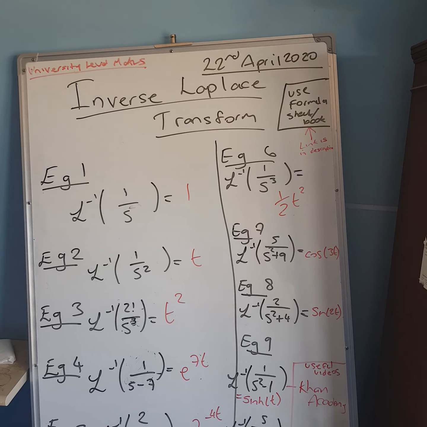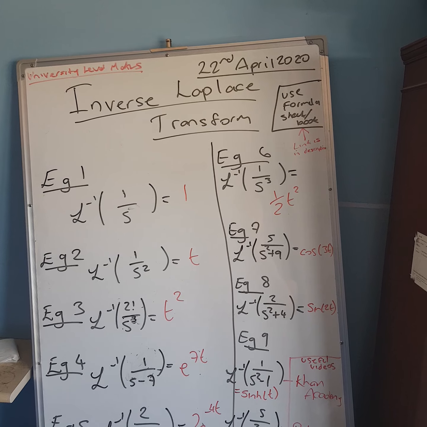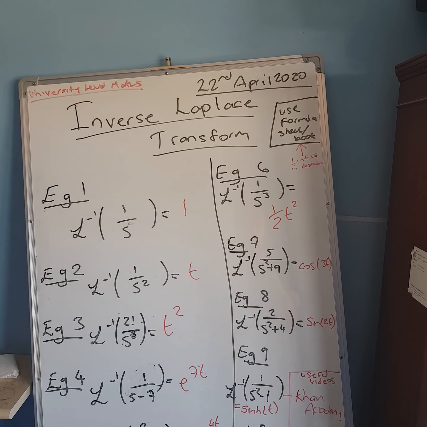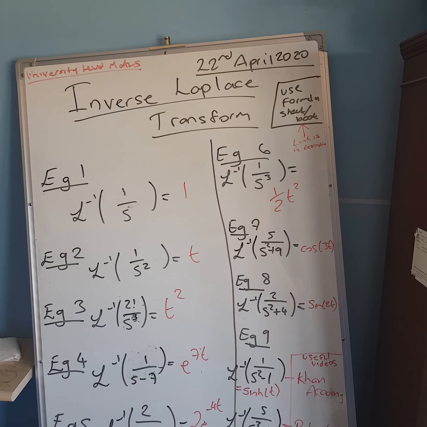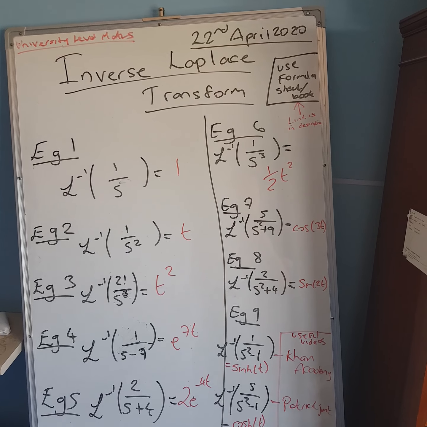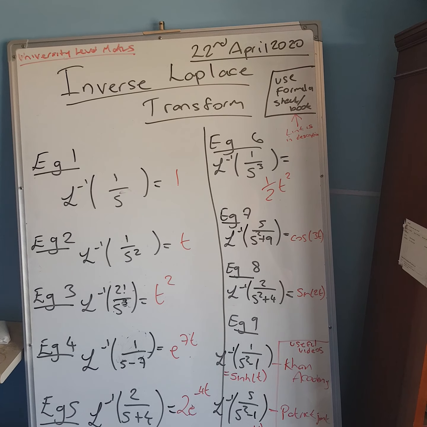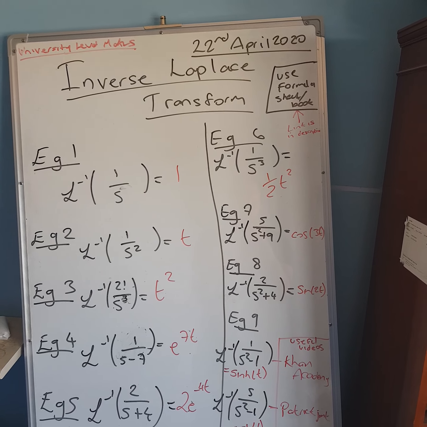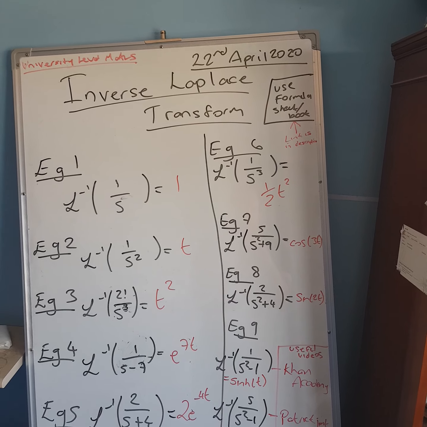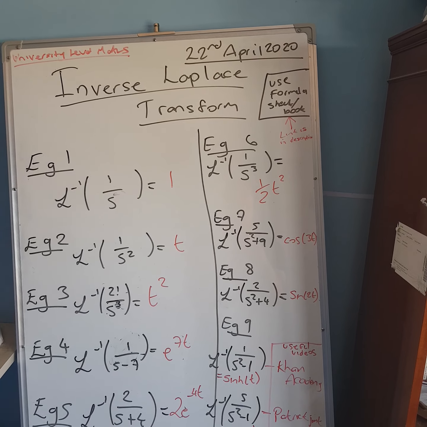Okay, example 2 guys, the inverse Laplace transform of 1 over s squared. Well, we know the Laplace transform of t is 1 over s squared, so working backwards the answer will just be t. Example 3 guys, the inverse Laplace transform of 2 over s cubed will be t squared. 2 factorial, sorry, 2 factorial just means 2 times 1, okay?